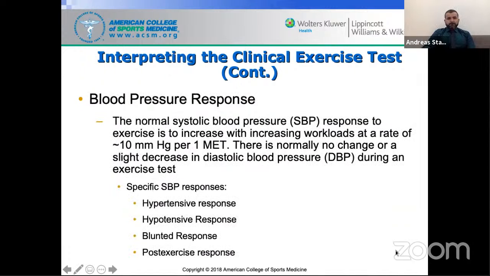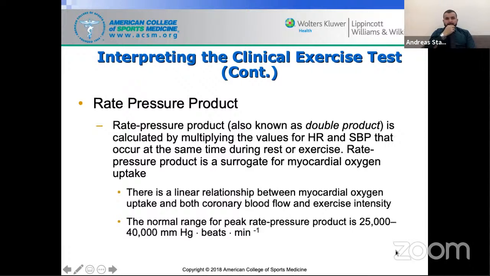Blood pressure response: SBP should increase about 10 millimeters of mercury per MET. DBP, nothing really happens there. Some other responses: hypertensive, you should know what's hypertensive. You should know what's hypotensive. And the blunted response, we haven't covered that yet, is when it does go up, but it doesn't go up as expected when we're expecting it to go up. So it's like, yes, but no, right? And the RPP, the double product, is the product of HR and SBP.